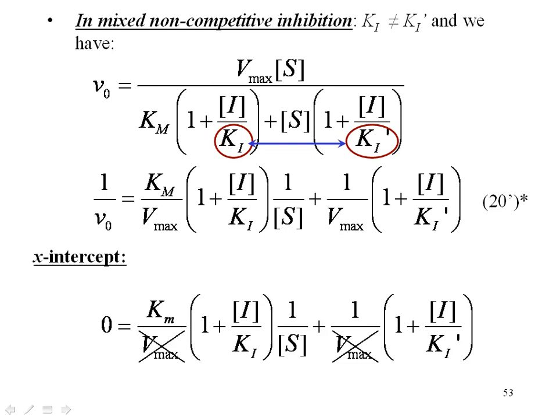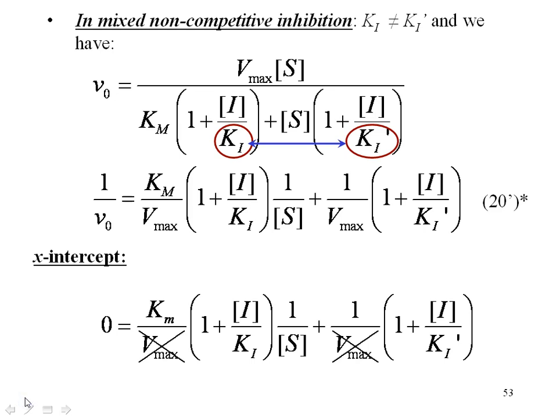Now, in mixed non-competitive inhibition, Ki is not equal to Ki prime. So we have to keep the distinction here between the primed and the non-primed, the alpha prime, which is this one, and the alpha without a prime, because the Ki is not equal to Ki prime. So the distinction has to remain. And again, this implies the following. It implies the dissociation constant of the inhibitor from the enzyme inhibitor complex is not equal to the dissociation constant of the inhibitor from the enzyme inhibitor substrate complex.